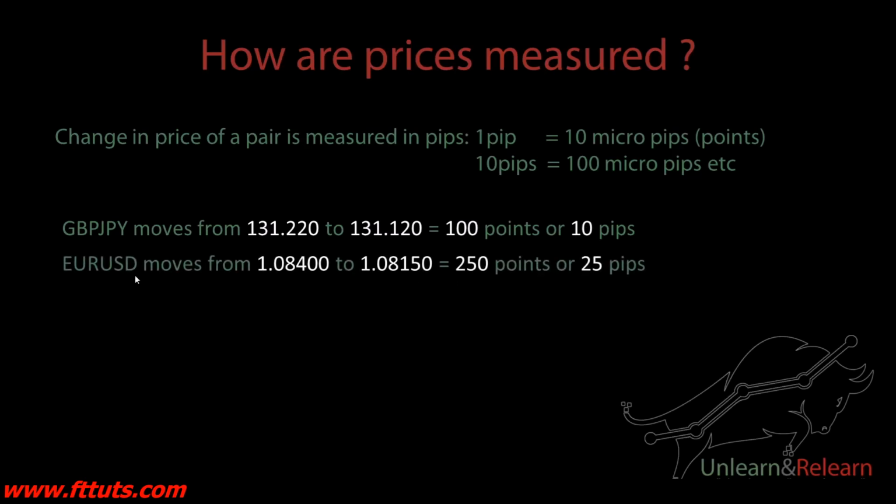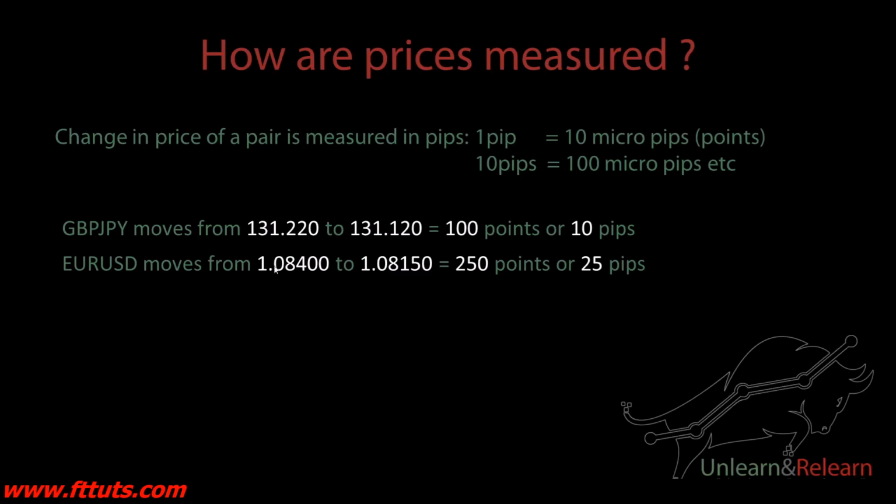When we talk about Euro USD, if price moved from 1.08400 to 1.08150, that's a change of 250 points or 25 pips. So this is how you're measuring pips.